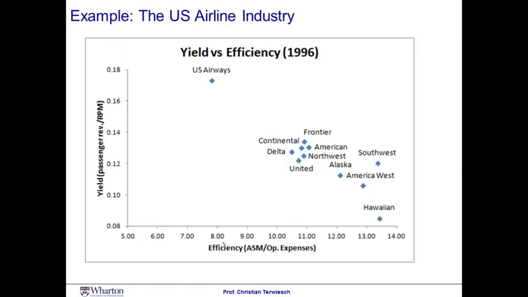Let's bring the concept of the efficient frontier to life by looking at some data from the US airline industry. On the x-axis I'm plotting the efficiency of the major US carriers. Here efficiency is measured by how much it costs an airline to produce a certain number of seat miles. On the y-axis I'm showing what the airline is able to command in terms of its prices for these miles. Observe the frontier. Observe how these airlines are lining up on a line that looks like this.